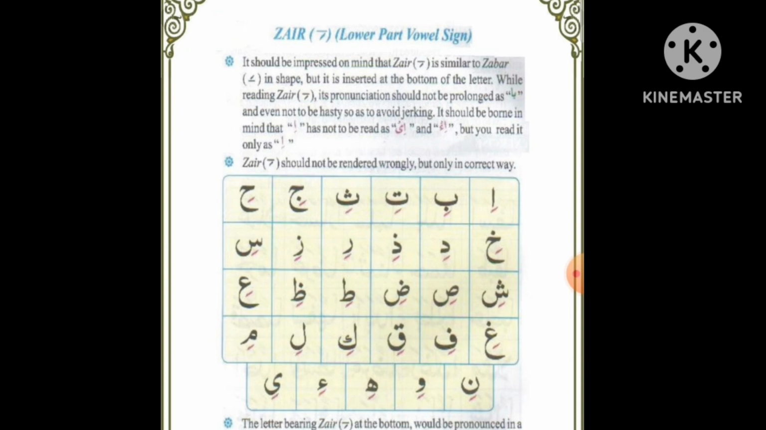In the previous class, we learnt about the first short vowel sound. We have three short vowel sounds. One is zabar, second is zair, and the third one is pesh. Zabar is a stroke, a slanting line that is placed above a letter. Now today we are learning zair.